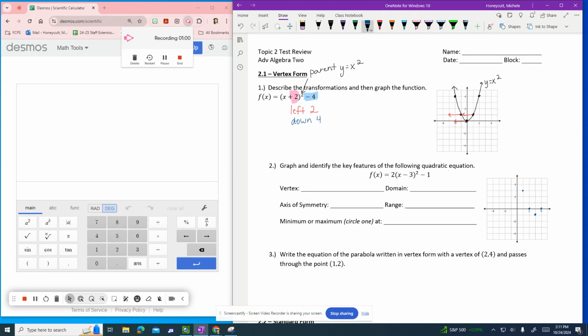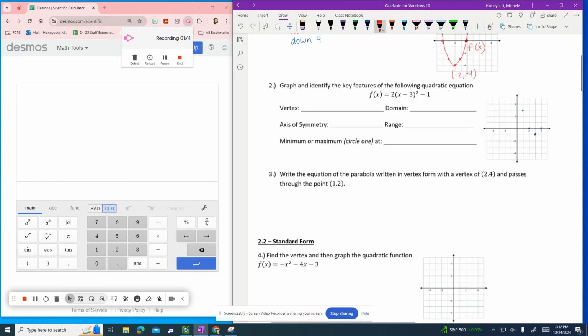So I'm going to take this entire parabola, shift it left 2, and then down 4. So when you do that to the vertex, left 2, down 4, we end up right here at negative 2, negative 4, and then we'll move the other points along with it. And there is our transformed graph. Make sure you erase the parent function or label that that is the parent function. But I need you to indicate that this is the graph of f of x, the one that we are asked to graph.